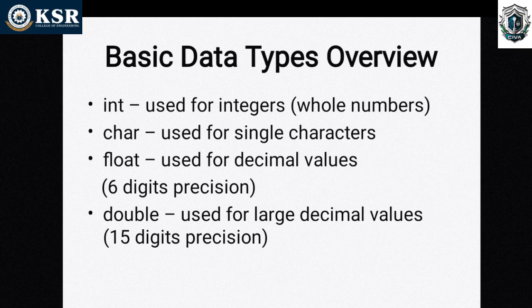Now, let's see the overview of basic data types. First one, integer. It is mainly used for whole numbers only. Char is used for single characters and it is mainly denoted by single quotes only. Float is used for decimal values and it has 6-digit precision. Double is used for large decimal values and it has 15-digit precision.